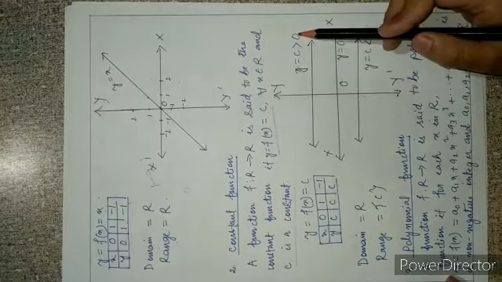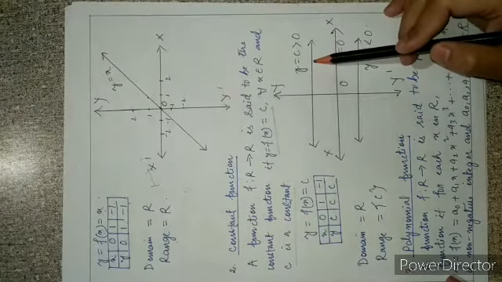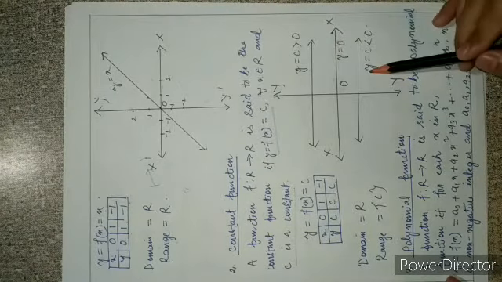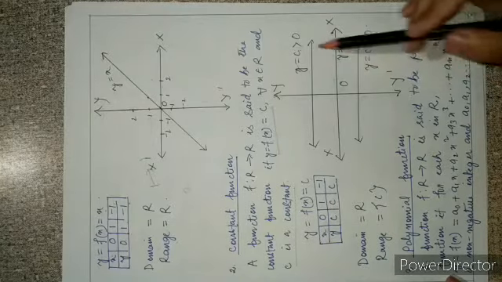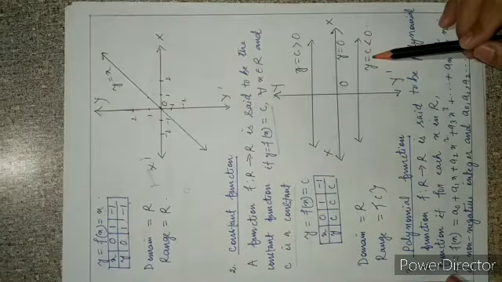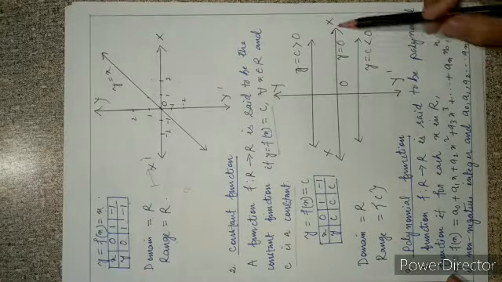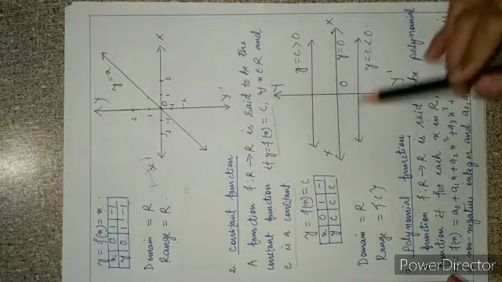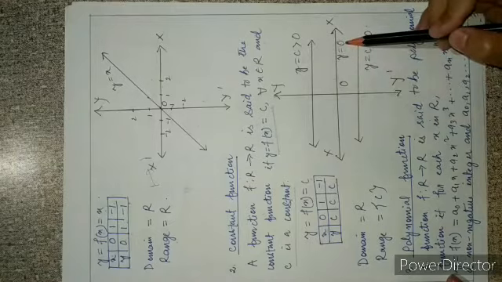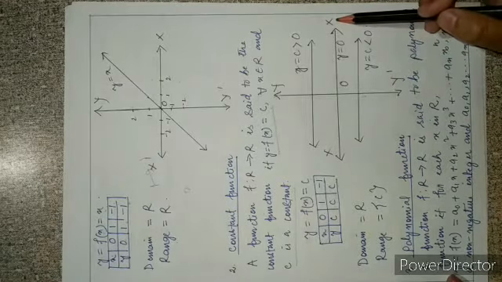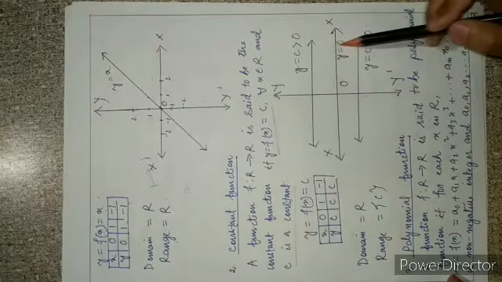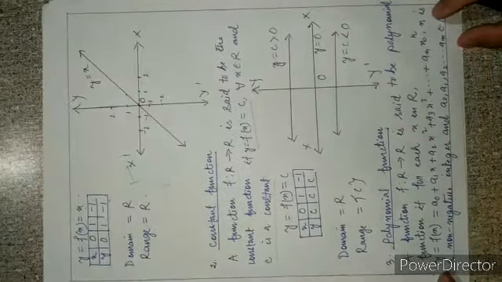If C is a positive number, the graph of the constant function will be like this. If C is a negative number, the graph of the constant function is a straight line below the x-axis. If C is equal to 0, the graph of y is equal to 0 is the x-axis itself.